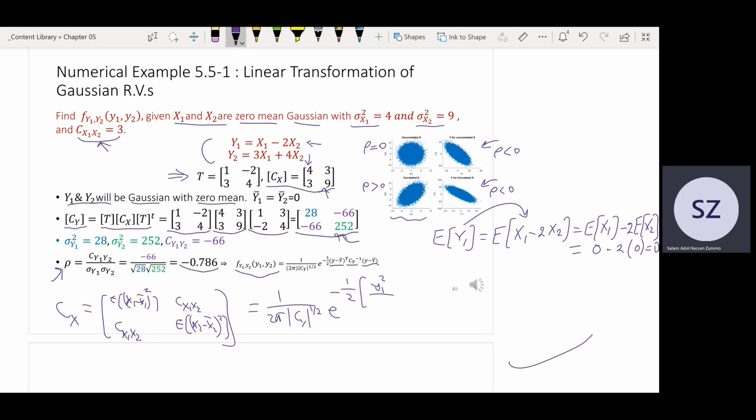What is the variance of y1? 28, right? And then plus y2 squared, zero mean, divided by the variance of y2. What is your variance? 252. And what do we have also? The intermediate term. What do you remember about the intermediate term, what did it look like? The intermediate term that connects y1 and y2 was a function of rho. Yes. What was it? Does anyone remember?